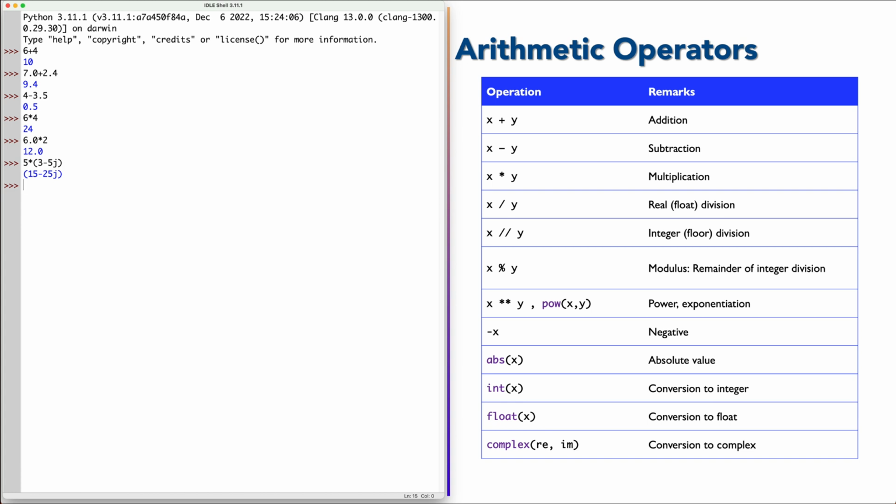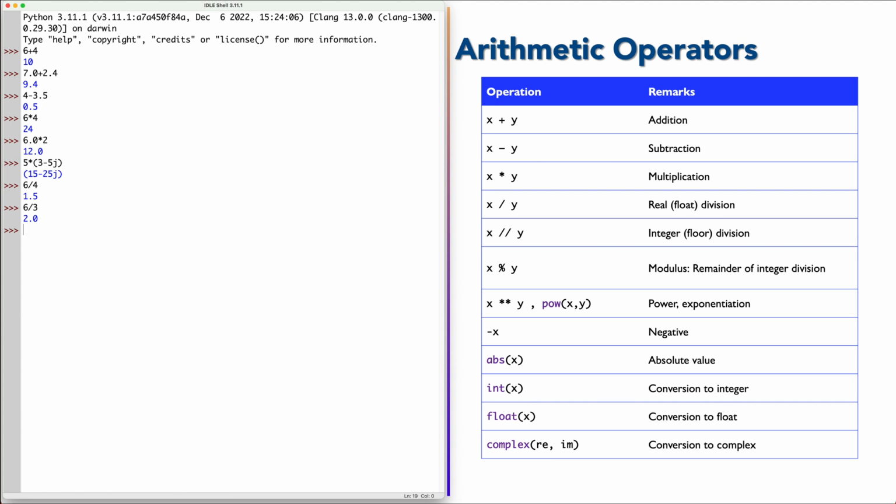We have three types of division in Python. The first one is called real division or float division. That means even if the two operands are integers, the result is always float. For example, even if the value is fully divisible, for example, 6 by 3, as you see, the result is always float. For that reason, it is called real or float division.